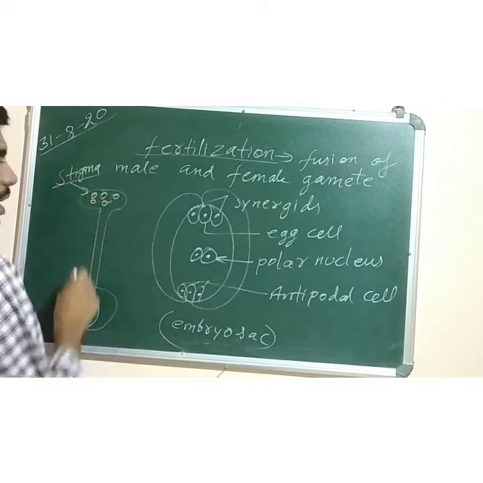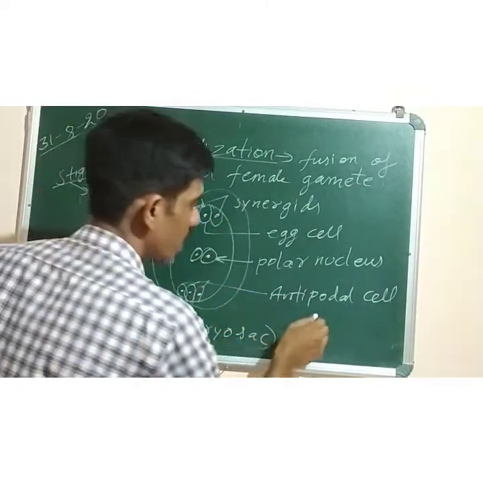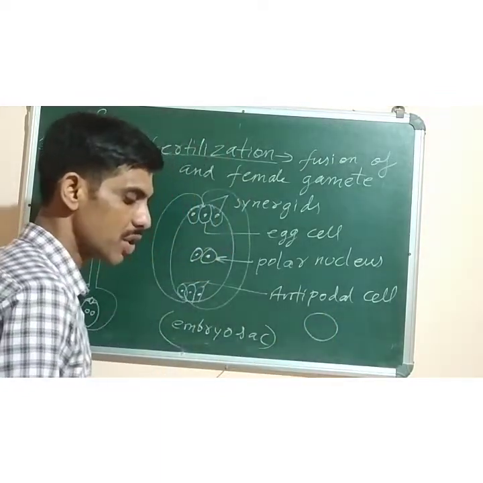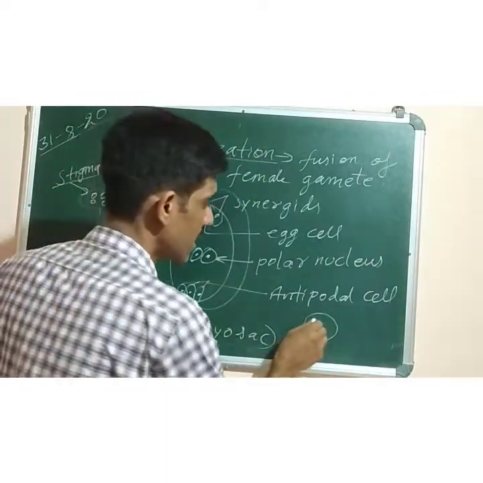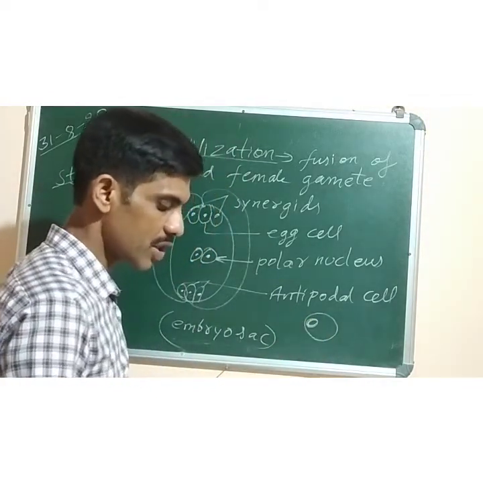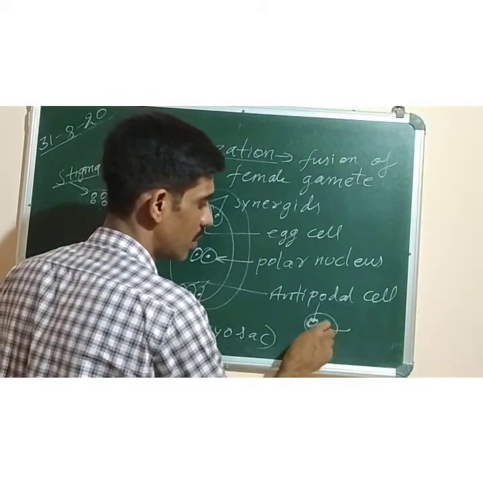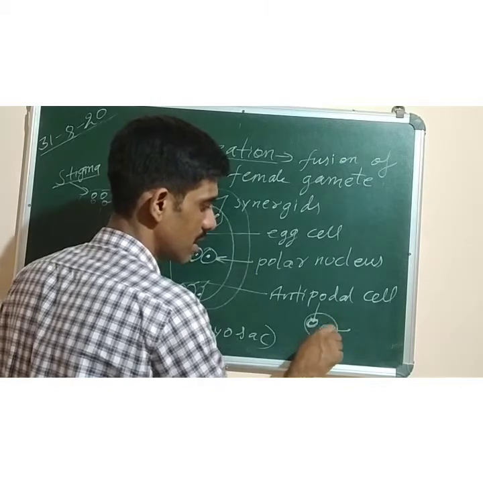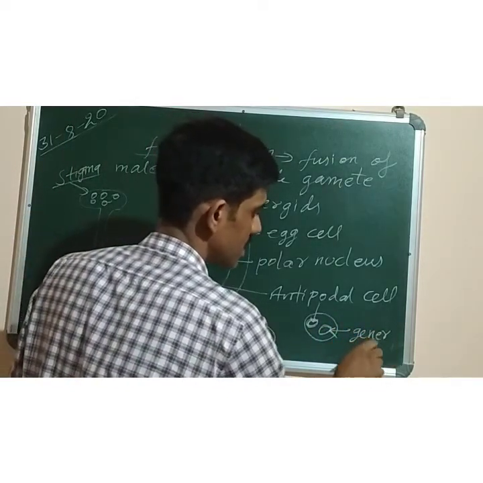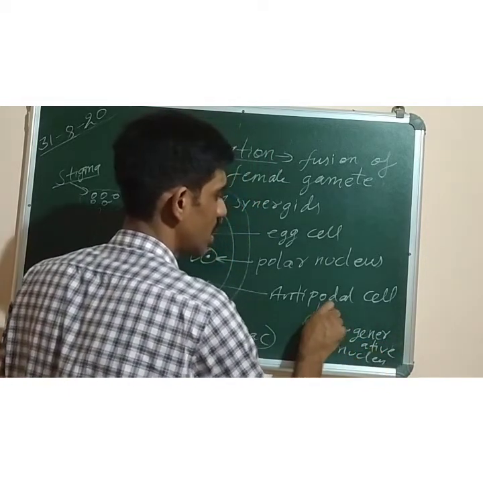So these pollen grains, now I have to rub it. If you see one of the pollen grains, see what is the structure of pollen grains. I will try to draw it. A pollen grain consists of two types of nuclei. One of the nucleus is called vegetative nucleus. The other one is called generative nucleus. So one is tube nucleus, and the other one is generative nucleus.